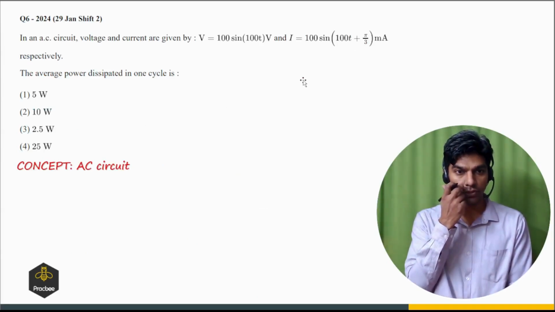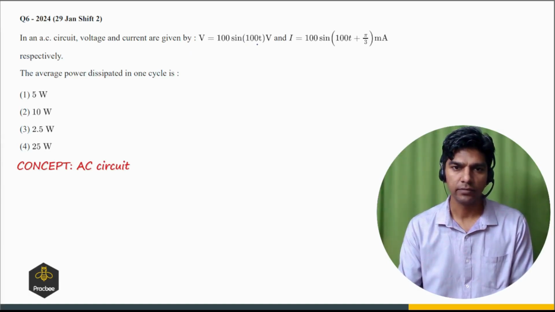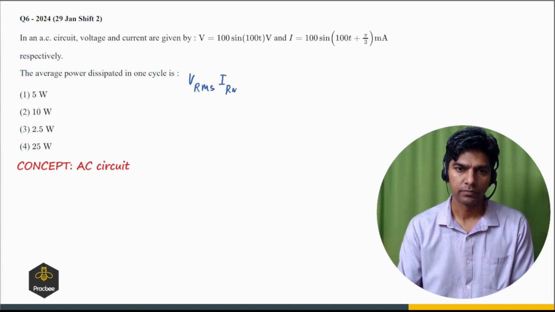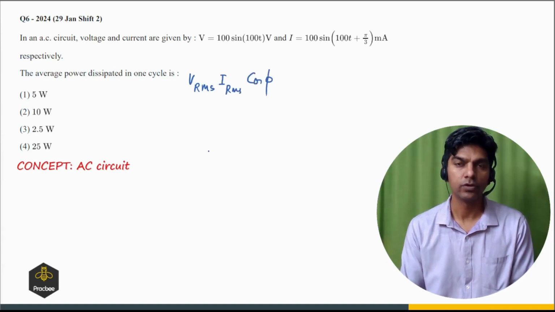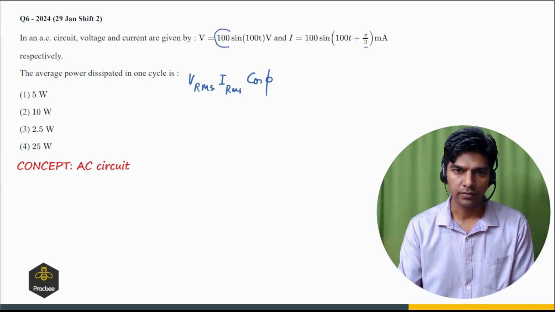Right, so let us see the next question. In an AC circuit, the voltage and current are given by 100 sine 100t, that is the voltage, and the current is 100 sine (100t plus pi by 3) milliampere. So we have to find the average power dissipated in one cycle. So average power is, since current and voltage are given, we can use VRMS times IRMS times cos phi, right? Where cos phi is the power factor and phi is the phase difference between the voltage and the current.